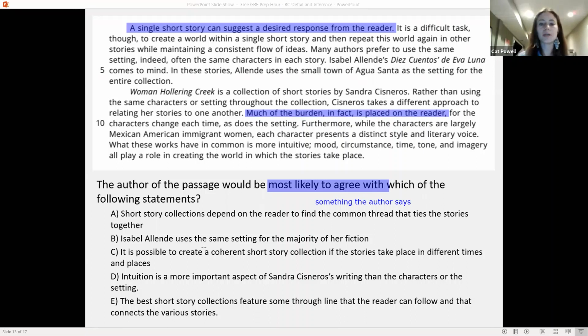Yep. But a good point, Elizabeth, that's only specific to Cisneros. And this is making a general statement about short story collections, and it's saying they depend on the reader. So in the passage, I have some wishy-washy language about readers, and a very specific statement about Sandra Cisneros' readers. But what's different in this answer choice compared to what I get in the passage? Thinking about the language of this answer choice, when I think about "suggests a desired response," or "much of the burden in Cisneros is placed on the reader."